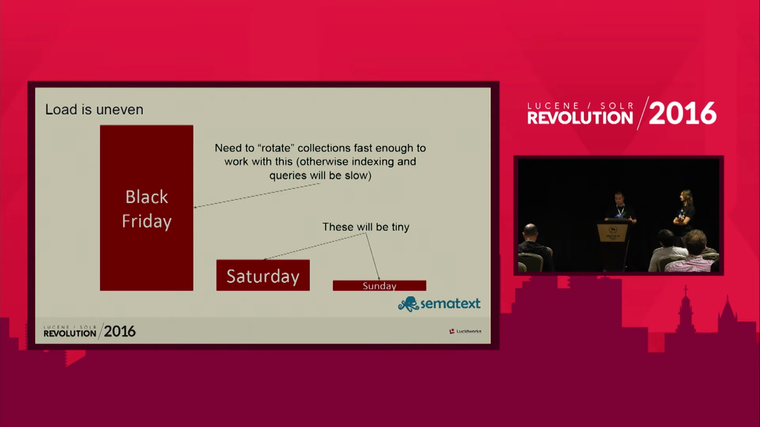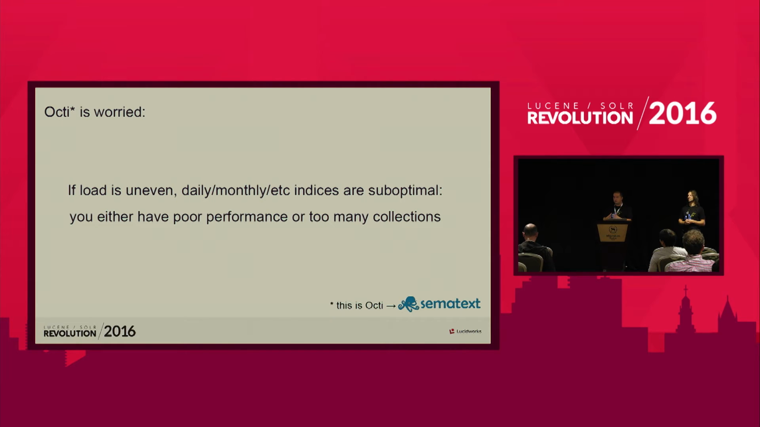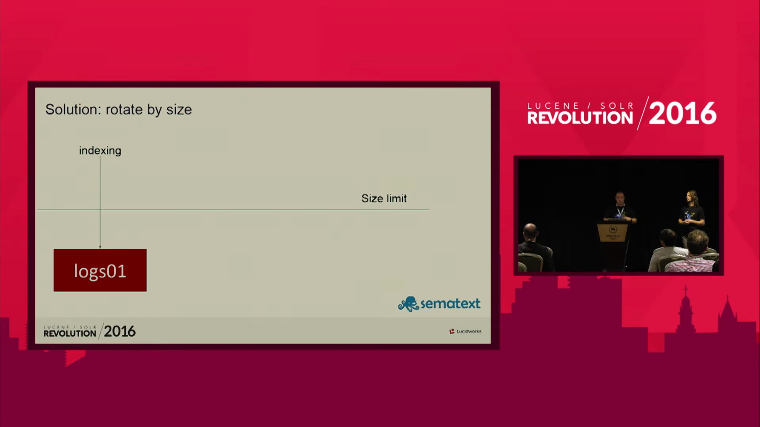Because of that, there is a way to improve the whole throughput. Instead of using daily, monthly, or hourly collections, we will want to go with something else, because daily collections are suboptimal. So what are we going to use? Actually, rotating by size. This is one of the things that can give you acceptable insight into what your hardware is actually capable of.